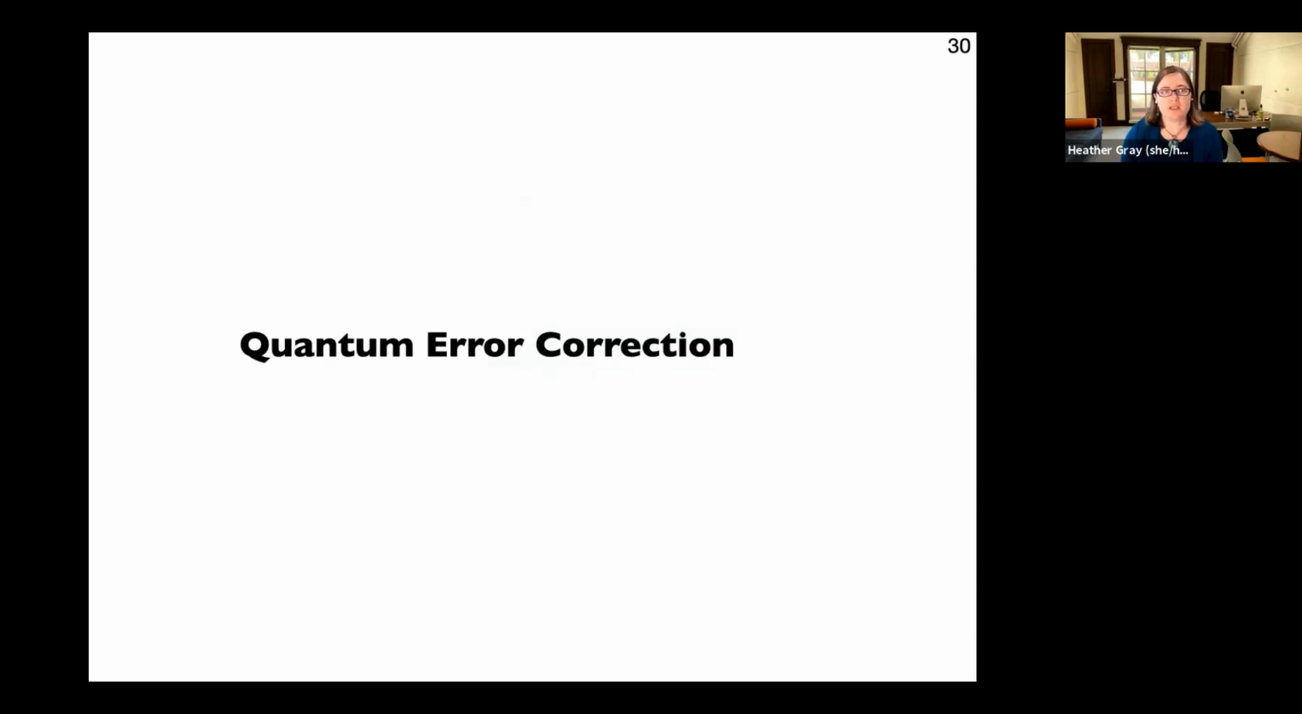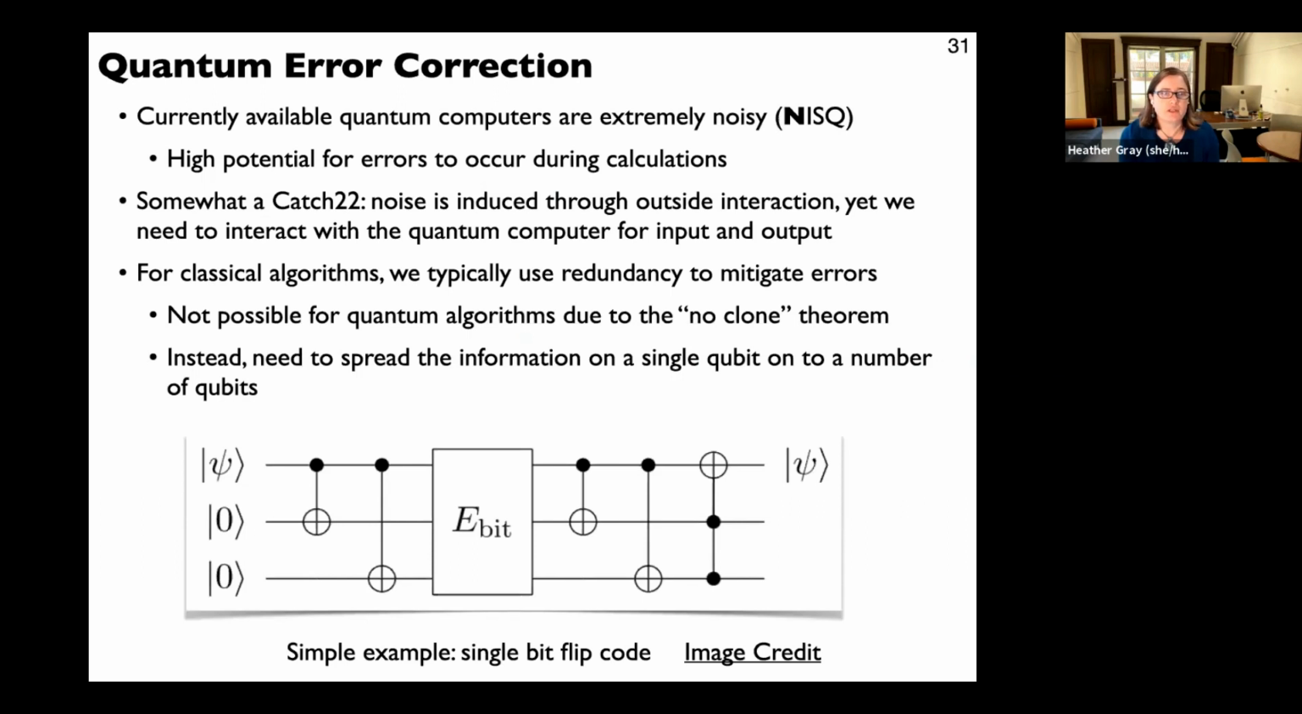A very important topic is quantum error correction, because all the currently available quantum computers are really extremely noisy. That's that N in the NISQ. It means that if you're trying to run your algorithm, there is really a high potential for errors to occur. As we discussed, it's rather like a catch-22. The noise is induced through outside interaction, yet we need to interact with a quantum computer for input and output. Of course, this isn't a new topic. For classical algorithms, we typically use redundancy to mitigate errors, but this is, of course, not possible in its most simple form due to the no-cloning theorem.